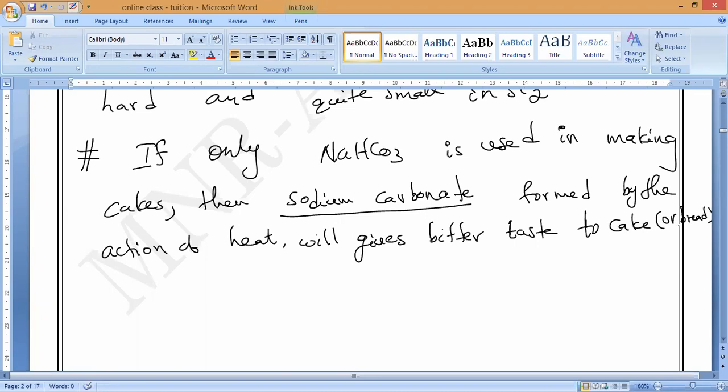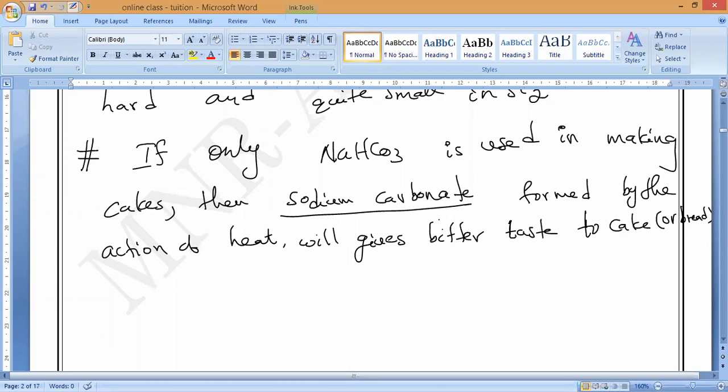Now one MCQ they will ask you here: why do we use only baking powder in making cakes or bread? Why can't we use sodium hydrogen carbonate or baking soda? They will give you different reasons. What is the correct reason? The decomposition reaction of sodium hydrogen carbonate will produce sodium carbonate as well as carbon dioxide. The carbon dioxide is useful to increase expansion and make the cake spongy and smooth.